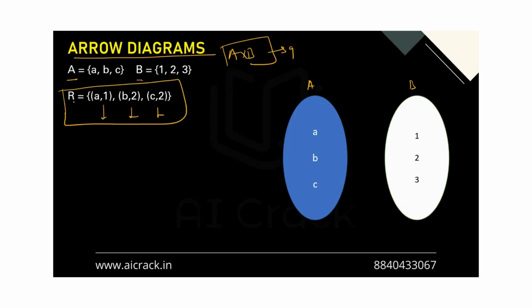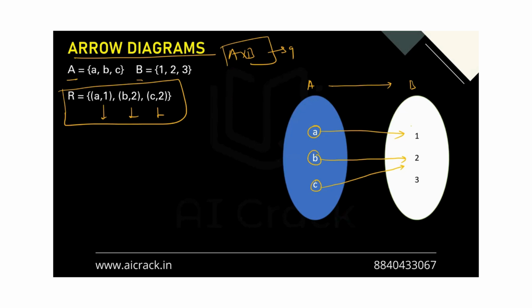Now, how to present this relation in arrow diagrams? First of all, we have to understand that when we are writing A cross B, in case of arrow diagram, that means we are going from A towards B, right? Now, the first element over here is (a, 1). So we'll originate our arrow from a towards 1, like this. Similarly, for (b, 2), we'll start our arrow from b and end towards 2. And for this element (c, 2), we'll start our arrow from here and it would go towards 2, right? So this is our arrow diagram for this particular relation.